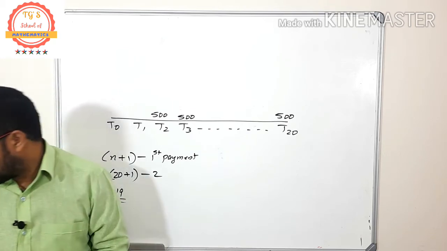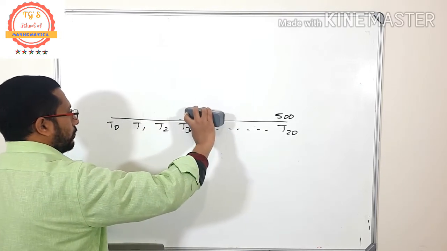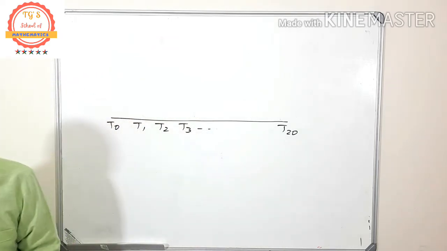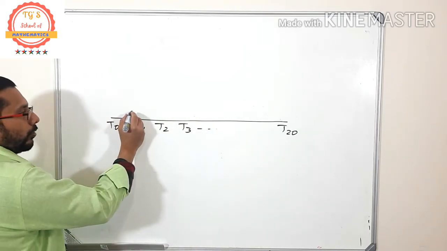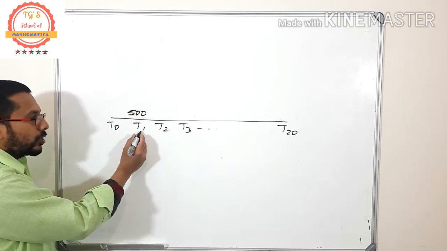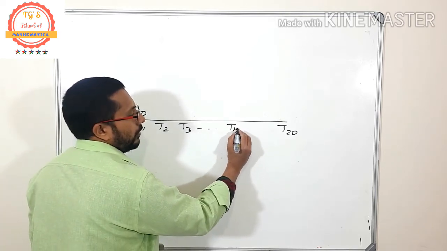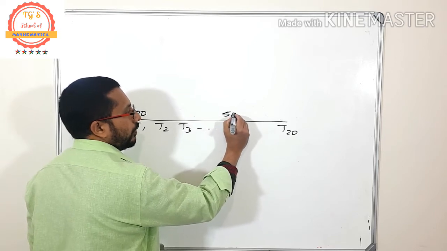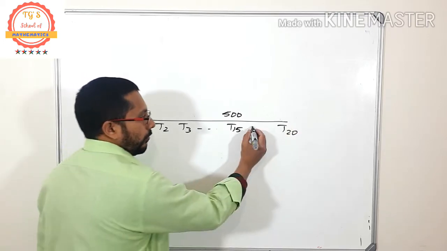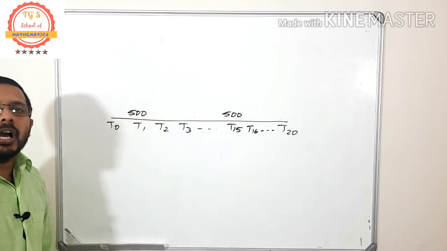Okay, look at another example. Here the first payment of 500 rand is on the first month. He started, but first payment is on T1, and so on, and at T15 he paid 500 rand. Then after that he didn't pay. So you have to understand that T16 is here, up to T20. So how many payments are there?